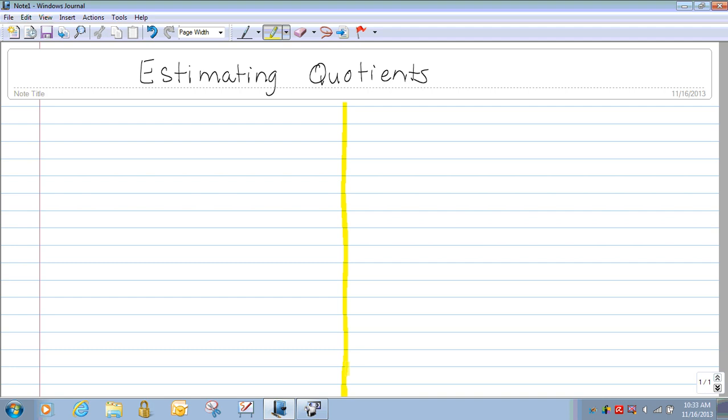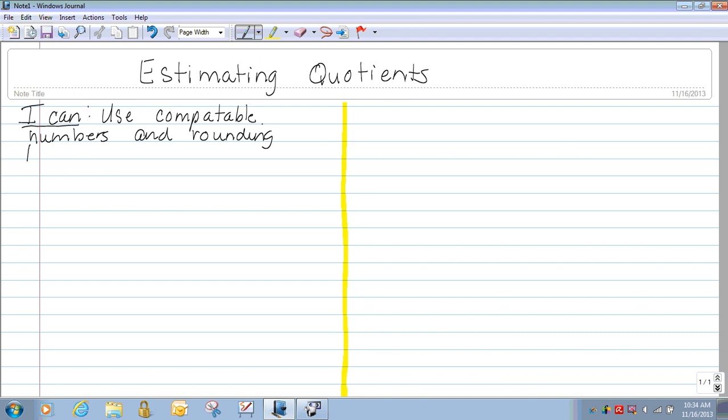We know how to use patterns to divide numbers that are multiples of 10. So today we are going to learn to estimate quotients when the number is not a multiple of 10. Our I can statement for today is: I can use compatible numbers and rounding to estimate quotients.